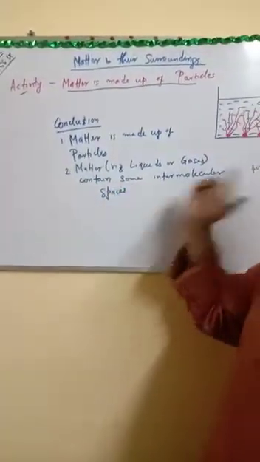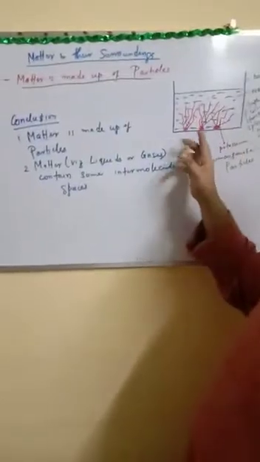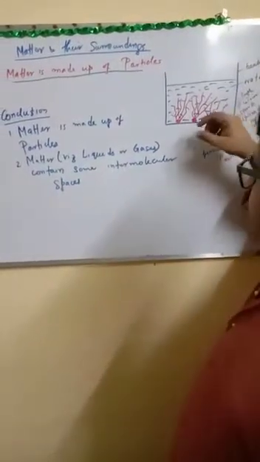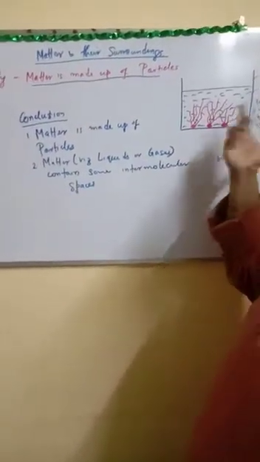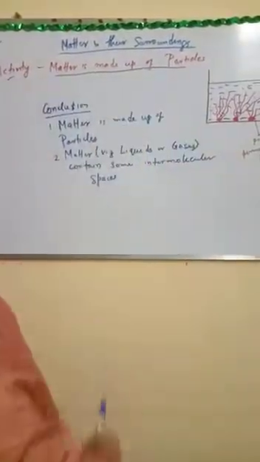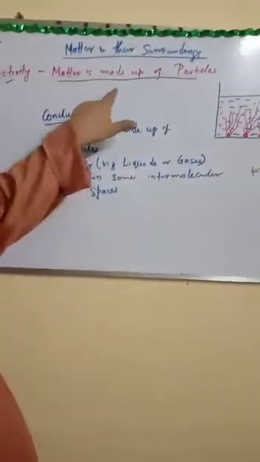The particles are moved. In liquid the particles are moving. While moving, it is also driving the particles of the violet substance, that is potassium permanganate, and you see it is just getting mixed up. So this is an activity to show that matter is made up of particles.